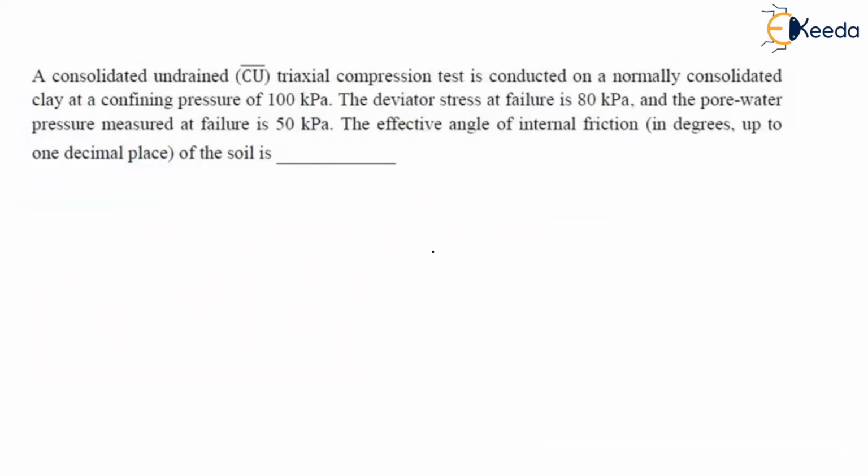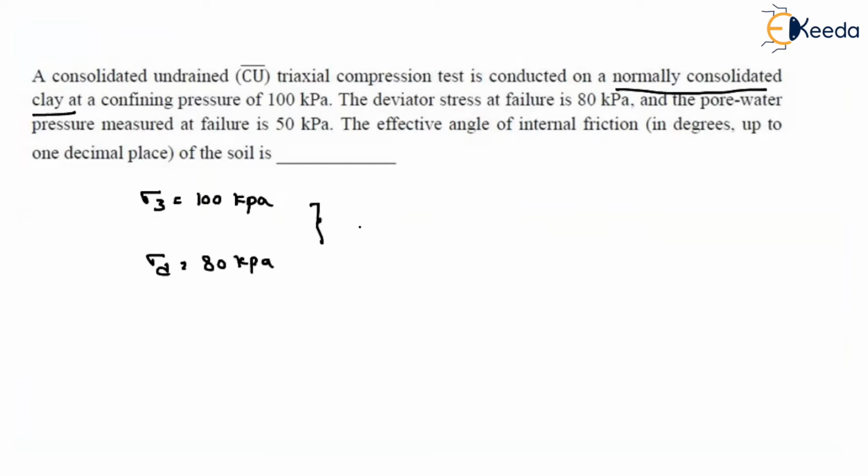Here we are talking about consolidated undrained. A triaxial compression test is conducted on a normally consolidated clay. The confining pressure is given as how much? Sigma 3 is given as 100 kilopascal. The deviator stress is given as how much? 80 kilopascal. From this you can find out sigma 1.